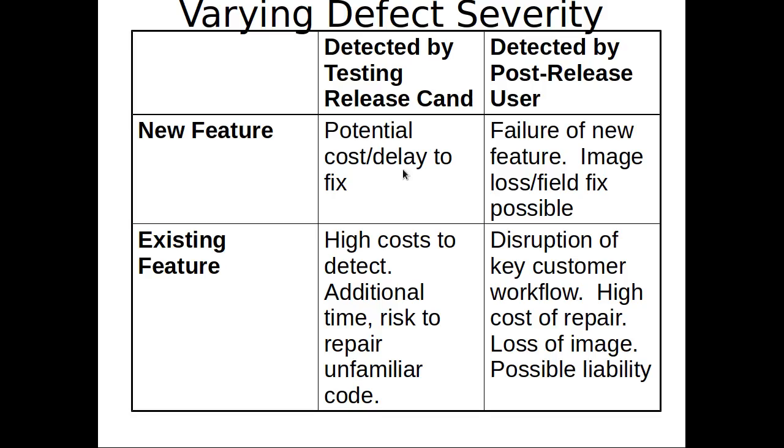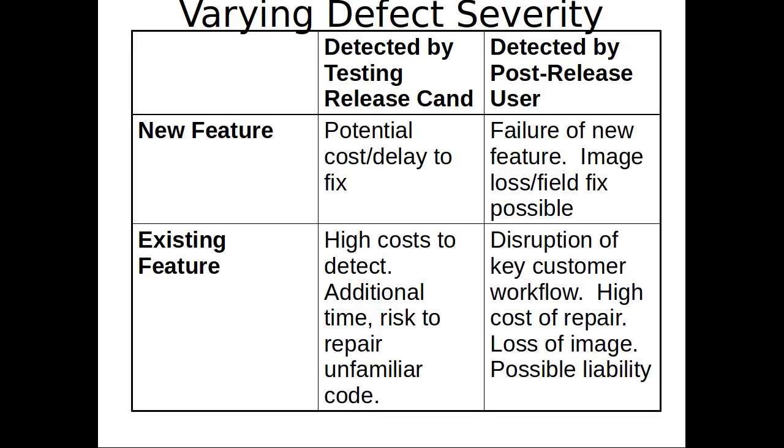Now, I would note that when it comes to actually testing it, there's a similar difficulty. If an existing feature breaks, often it's a higher cost to detect because you're not running the regression suite. You're not looking for something there. And it's often additional time and risk to repair it. Why would it take additional time to diagnose it and repair it?